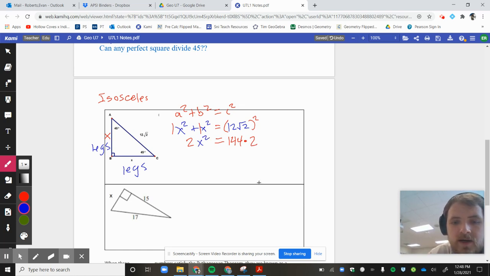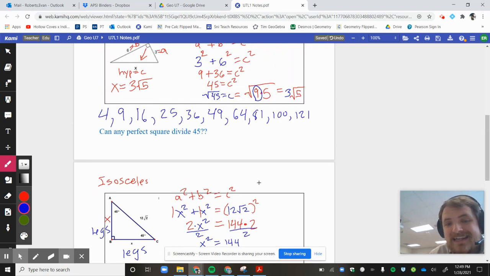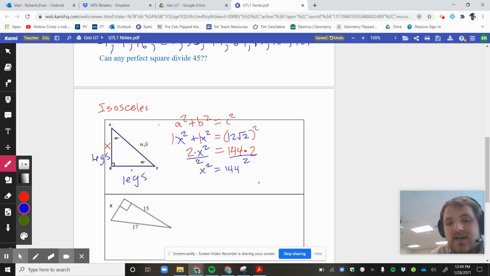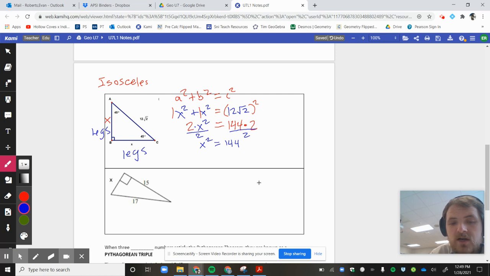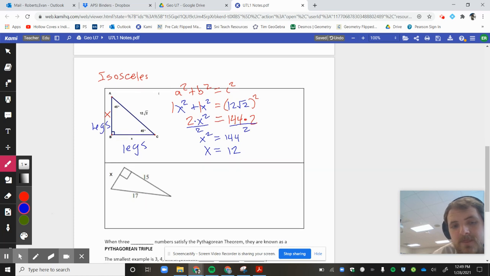And now I just got to solve for x. Well, I'm multiplying everything by 2, so I actually want to divide everything by 2. And I get x squared equals 144. And a lot of times our stuff's going to work out, which is really nice. We won't have to get that nasty 3 radical 5 stuff. If you take the square root of 144, you get 12. Okay, so my legs in that situation are both going to be 12.